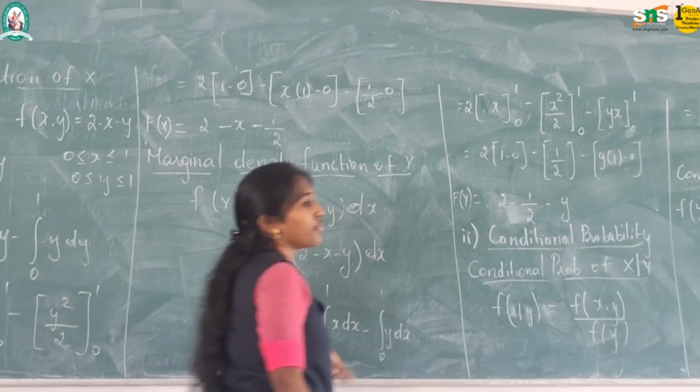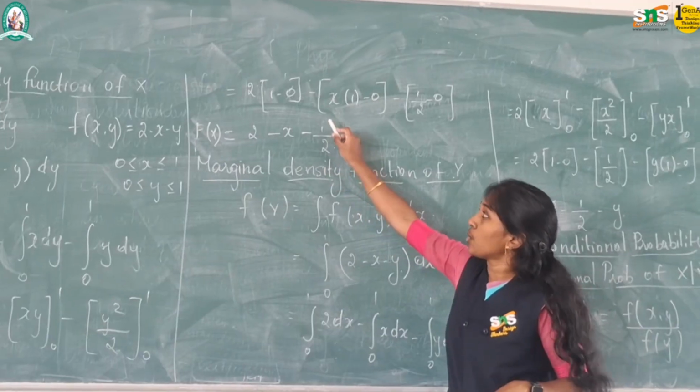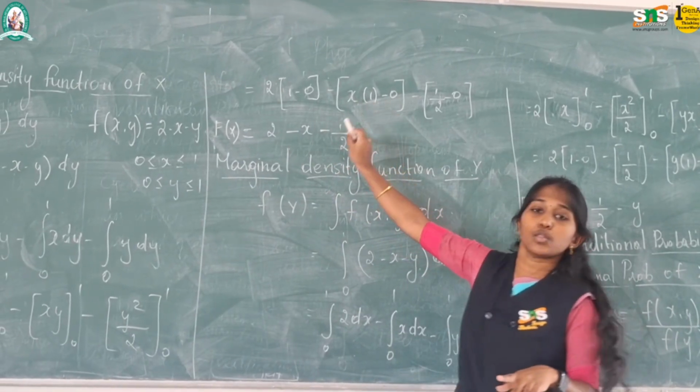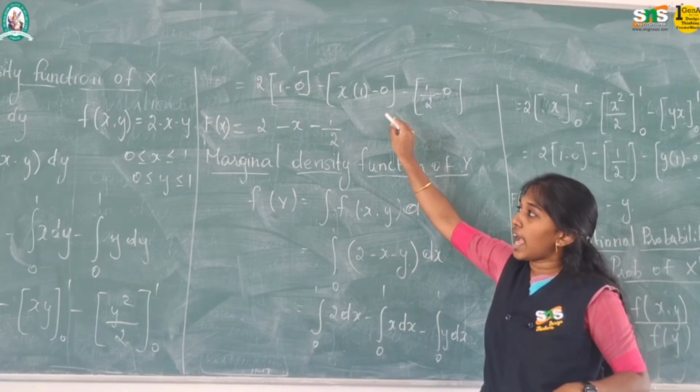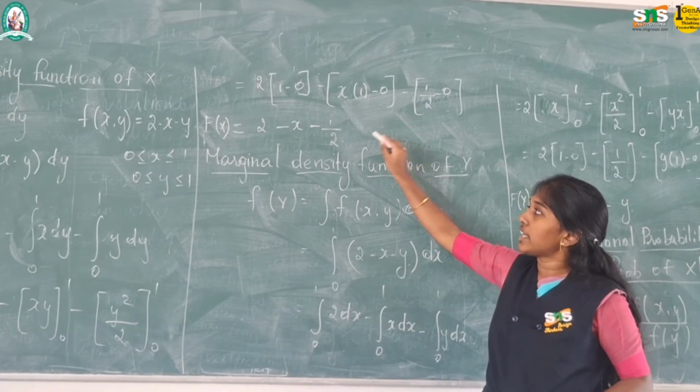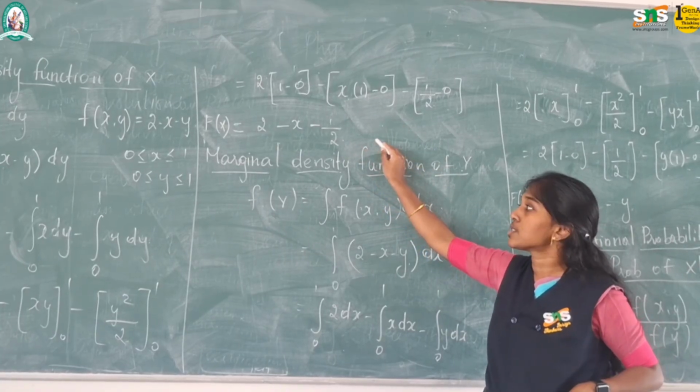While simplifying this, I get 2 into 1 is 2, and then x into 1 is x, and the next term is minus 1 by 2 as it is. So the marginal density function of x I am getting as 2 - x - 1/2.